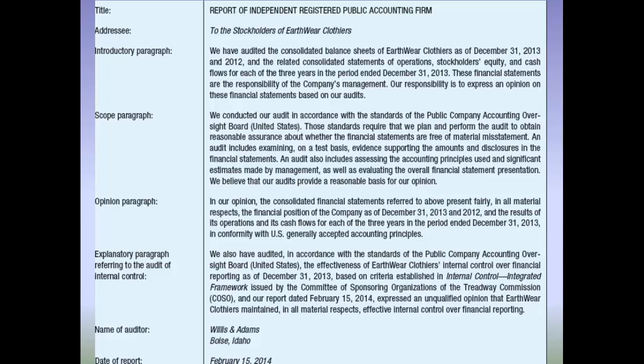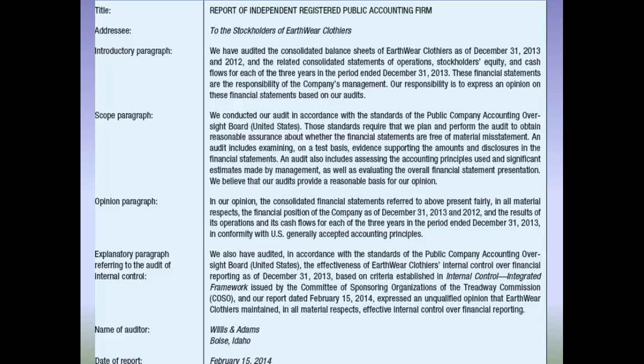But you notice also that the address is to the stockholders of Earthware Clothiers. So this is the company, but it's going to the stockholders. Why is this important? Well, it's going to the stockholders because the auditor is not engaged by management. The auditor is engaged by the principals, usually through the audit committee or the board of directors, depending upon the size of the organization.